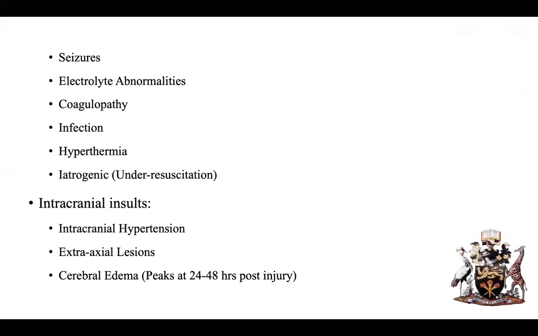Other things that can worsen outcomes are seizures, and especially early post-traumatic seizures have been shown to have a poor outcome. Electrolyte abnormalities, the most common being hyponatremia and hypernatremia, because they cause a change in fluid shift, which results in edema, and brain edema worsens the primary brain injury. You have coagulopathy. We are starting to see a lot of patients who have been on rivaroxaban, Xarelto, on aspirin, or on clopidogrel. And so these patients come in with trivial trauma, like a fall.